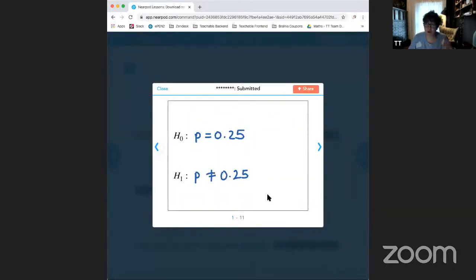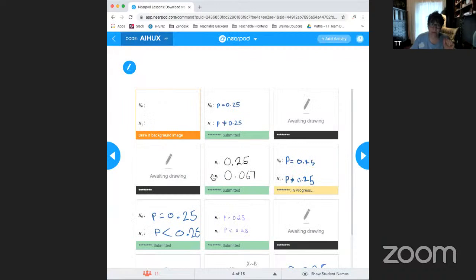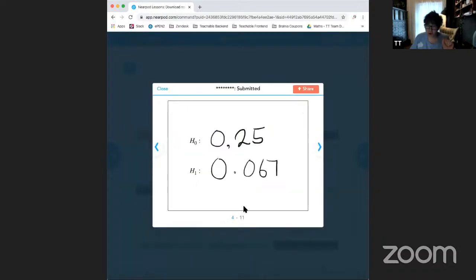So this one is not correct. This one is where the radio company is just saying, I don't think it is a quarter, and that's all they're saying. This one is not correct because your only options for H1 are P is bigger than 0.25, P is less than 0.25, or P is not 0.25. They're your only options.